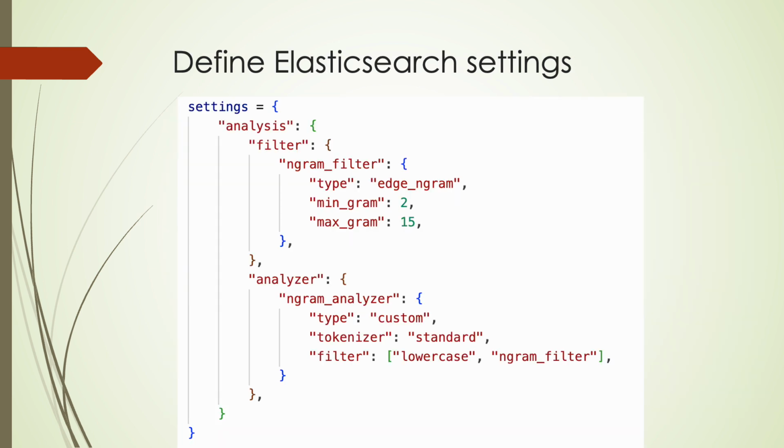Elasticsearch settings define various configurations for an index. The most interesting part for us is the analysis settings, which define custom filters and analyzers. In this example, we will define an n-gram filter and analyzer, which can be used to perform partial or autocomplete searches, as will be demonstrated later.